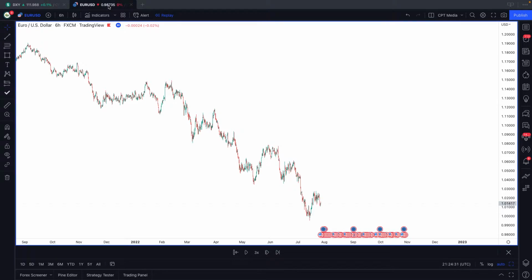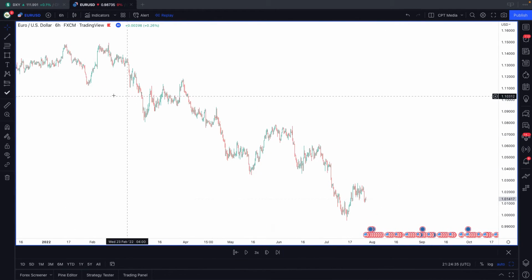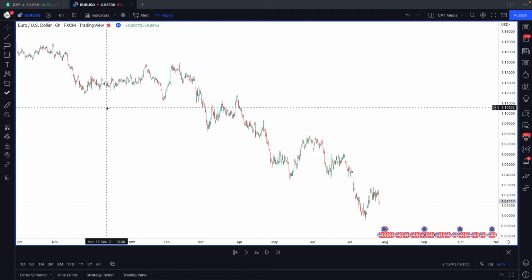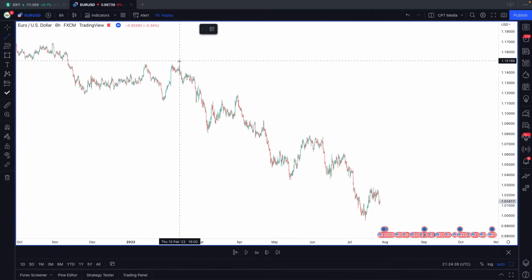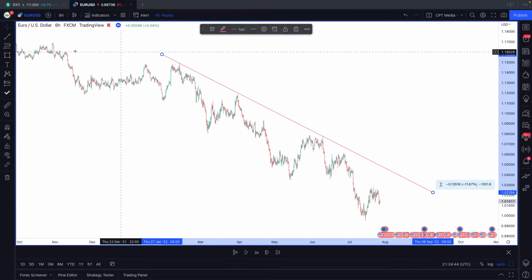So let's go on to Euro USD. Now in this example, what do we see on Euro USD? Right, we're on the 6 hour. What do we see here? Now we're in a clear downtrend, right? I could do something like this. Right, we're in some sort of downtrend.